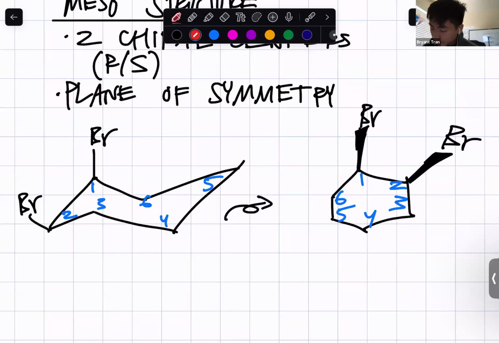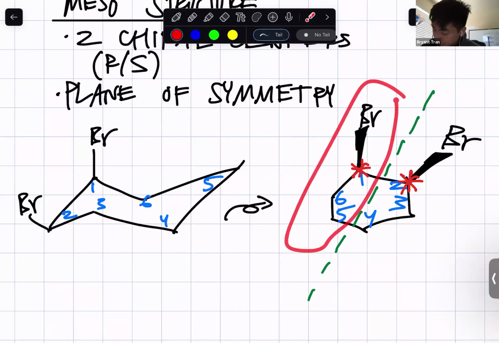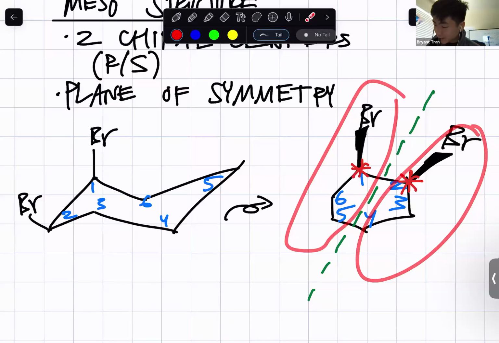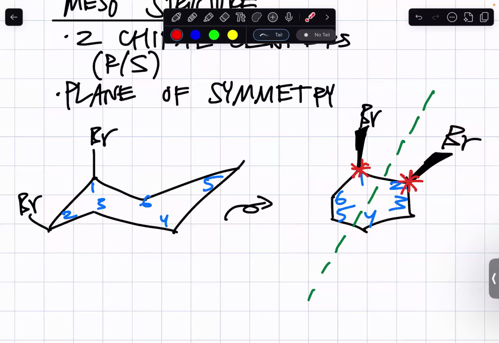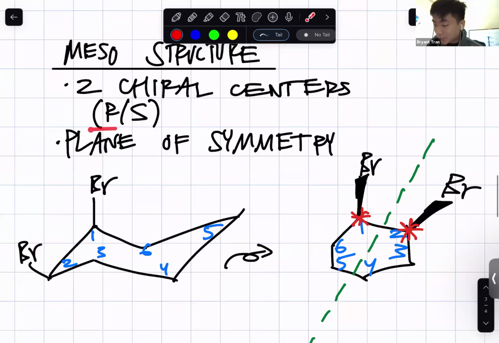So in this molecule here, we do see two chiral centers. One is here, another one is here, and there is also a plane of symmetry down this plane of the molecule right here, because everything on this side of the molecule is the exact same as everything on this side of the molecule right here, right? Yes. Okay, nice. Now let's test the R and S thing.